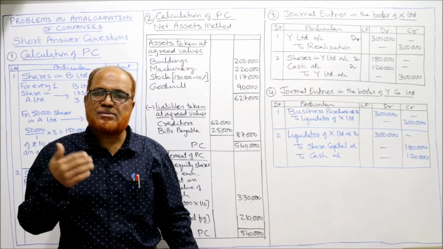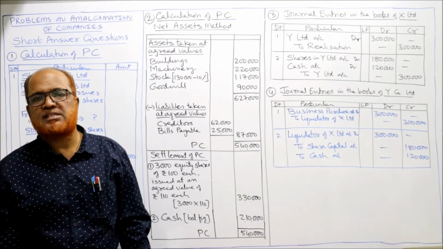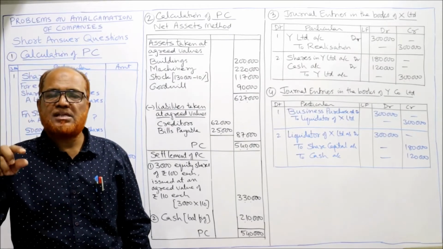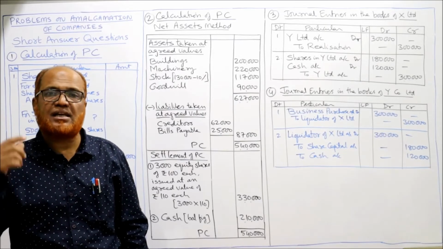First entry will be business purchased and PC due. First entry, business purchased and PC due. Entry will be business purchase account debit to liquidator of X Limited.